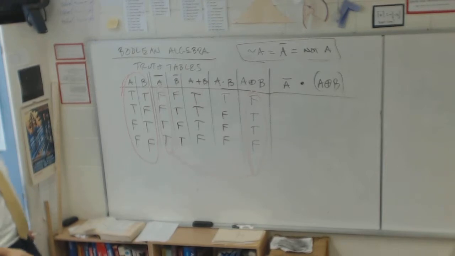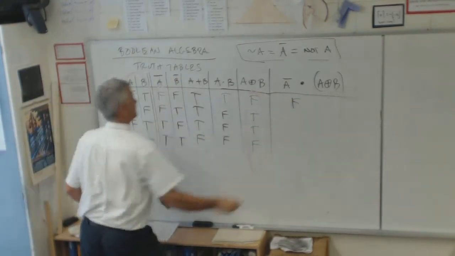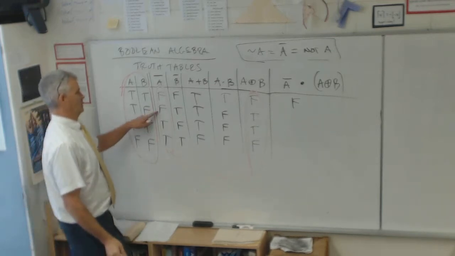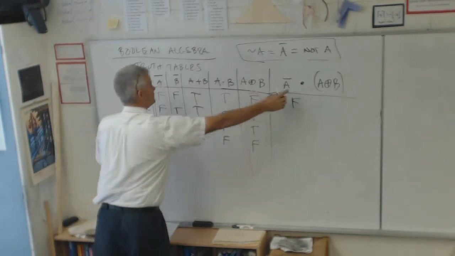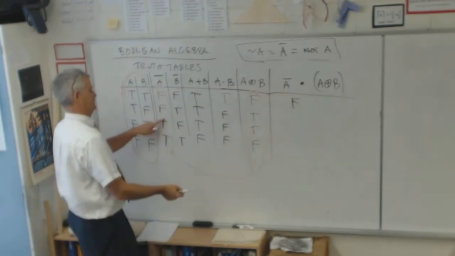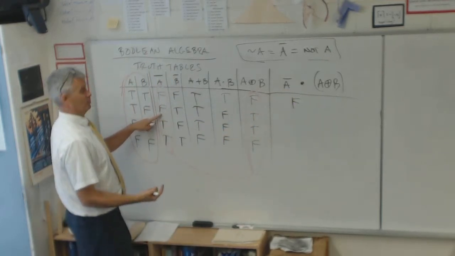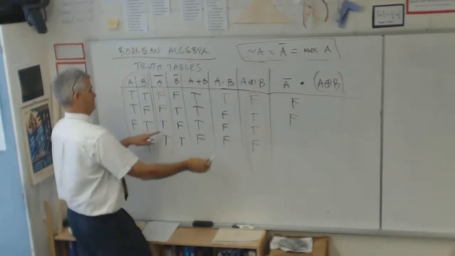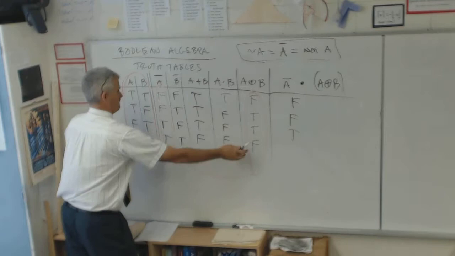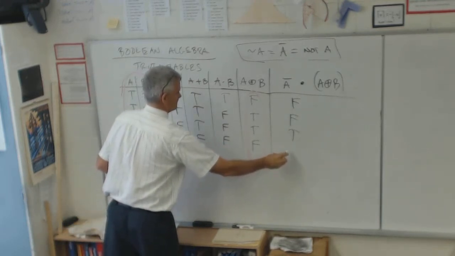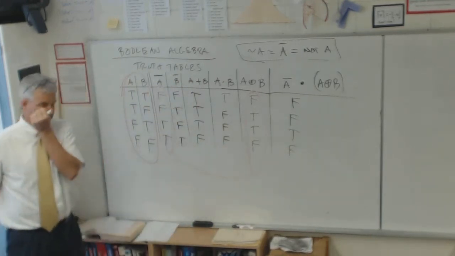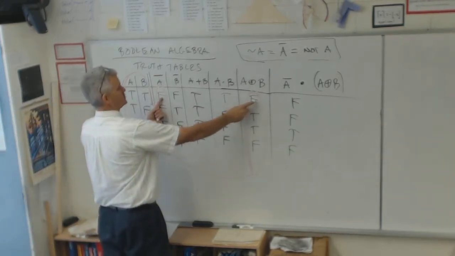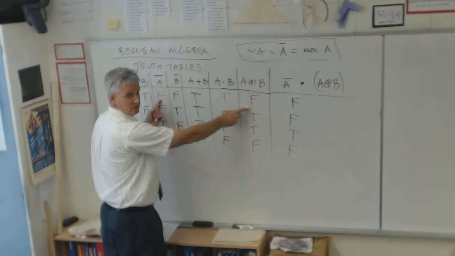So the first one would be false. You're right. Second one's going to be true. We need them both to be true. It's an and. They have to both be true. So the first is false. Second one's true. Third one's true. And the last one's false. Good. Okay, Jim? Why is the first one false? Because we needed them both to be true, and neither of them was true.